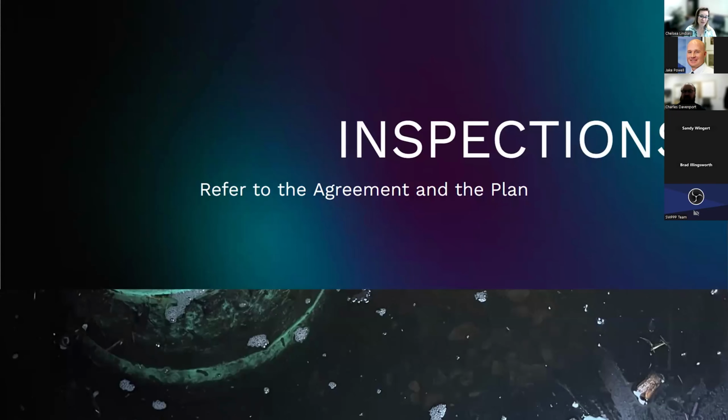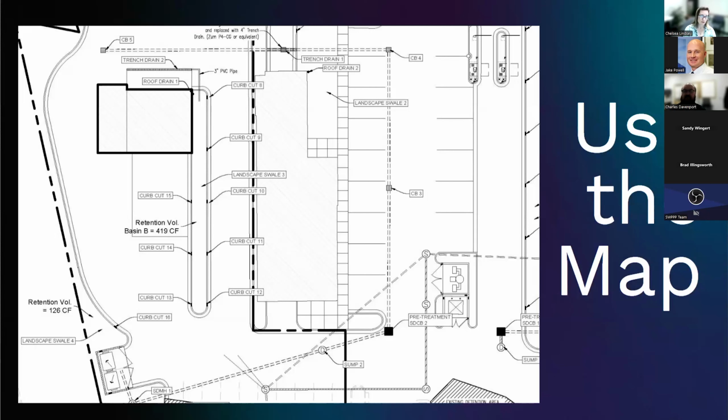Moving on to the third one, which is inspections. So we're going to go over kind of how to inspect your site. You're always going to refer to the agreement and the plan we talked about. So use the map. Again, this is my favorite part. There is somebody on this webinar whose site this is, and it's one of my favorite ones I've seen. So I use it as an example for a lot of my forms.